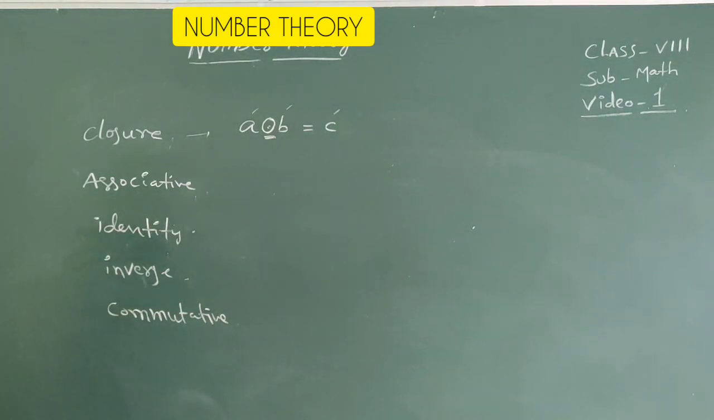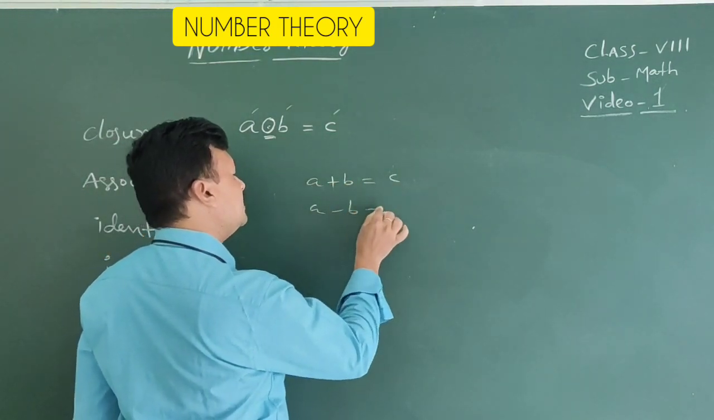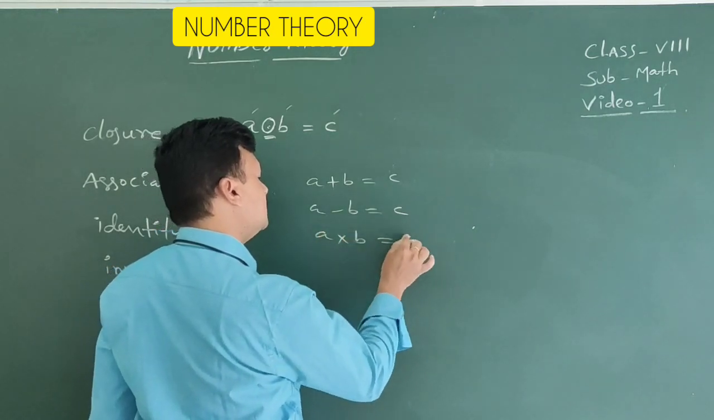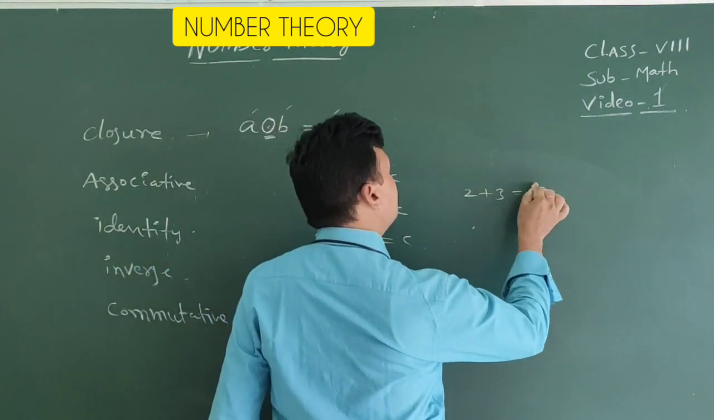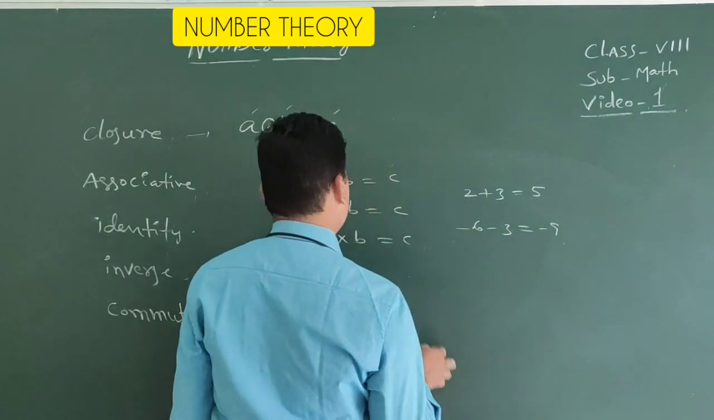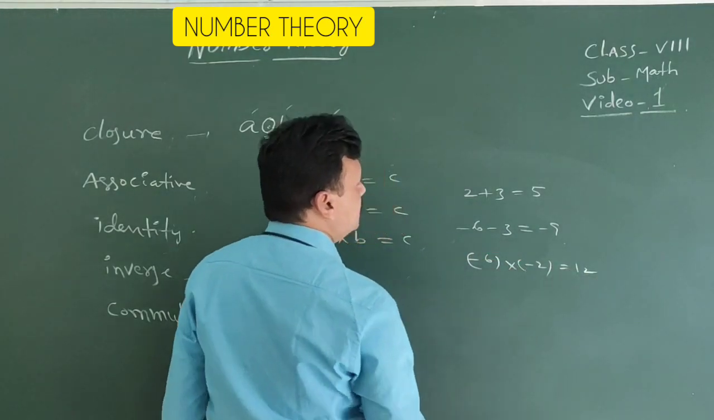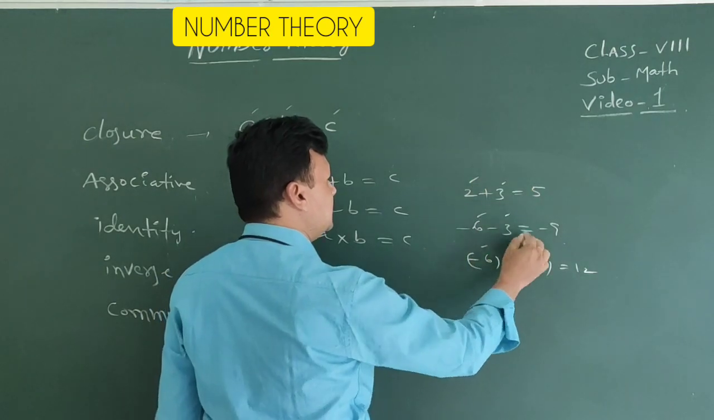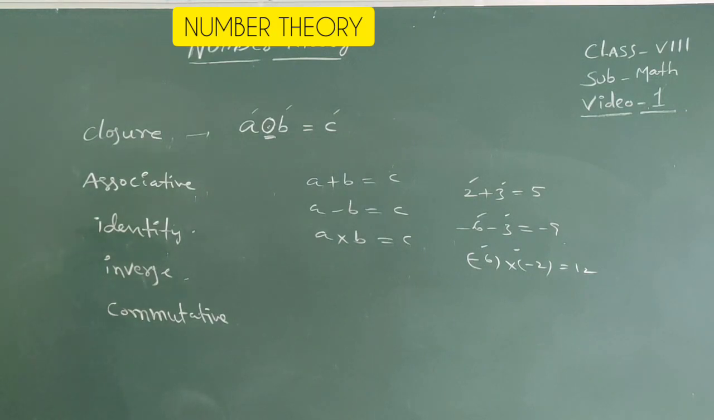Integers. In case of integers, A plus B, A minus B, A into B are also integers. Here 2 plus 3 equal to 5. Minus 6 minus 3 equal to minus 9. Here minus 6 into minus 2 equal to 12. In the three cases, addition, subtraction and multiplication, we again get an integer, because integers contain three types of numbers: positive, negative, 0.